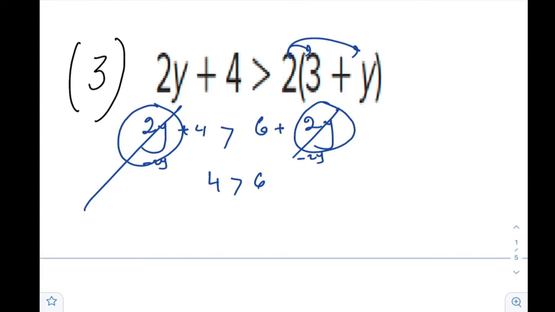Now, if you are ending up with numbers only, then check them. If this inequality is true, then the solution will be all real numbers. If not, then no solution. As we have here 4 is more than 6. This is always false. This doesn't make sense. False. So we have no solution to this inequality, or phi, empty set, means there is no value for y that makes this inequality correct.